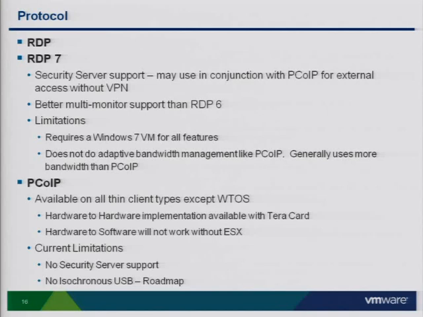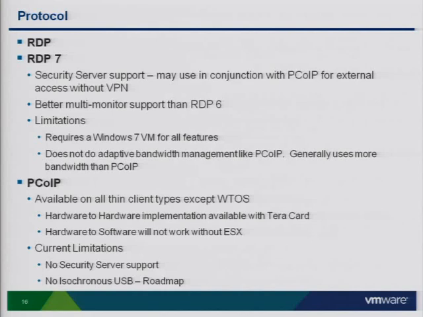You're getting better multi-monitor support than RDP 6. You don't get that nasty stretch without putting in some third-party utility. You need a Windows 7 VM to get all the features of it, and it's got some adaptability features and some nice stuff. What it doesn't have is adaptive bandwidth management like PC over IP does.